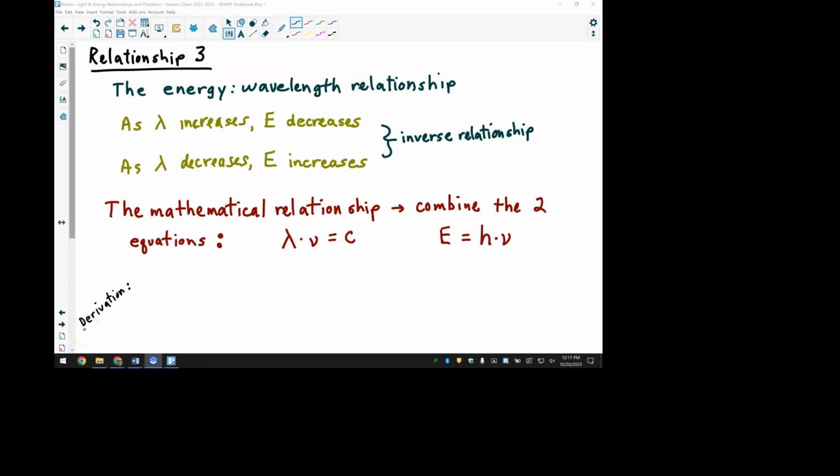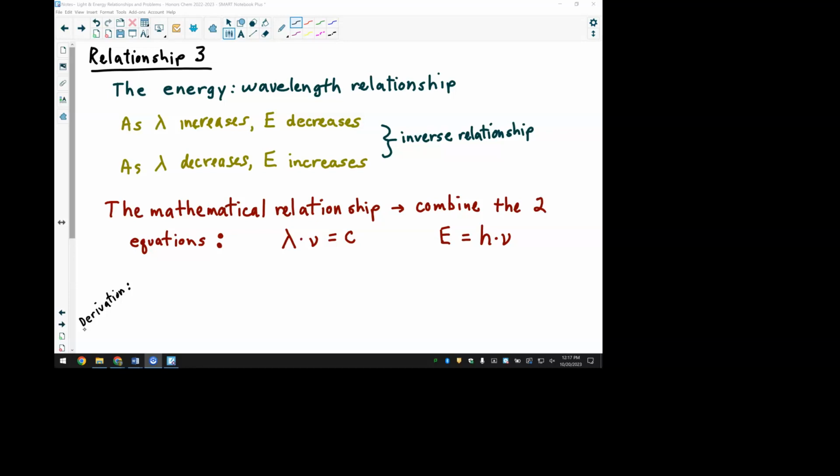Okay, the third relationship is that between energy and wavelength. We kind of saw: big wavelength has small energy. Think radio waves. Small wavelength has a larger energy. We said that gamma rays have the smallest wavelength and they have an incredible amount of energy. So it is an inverse relationship.